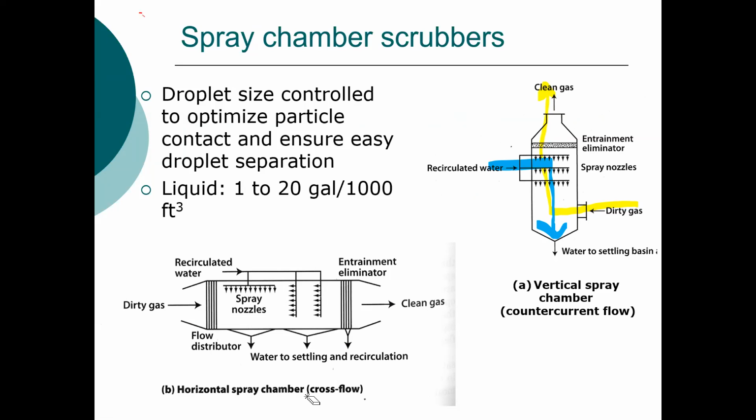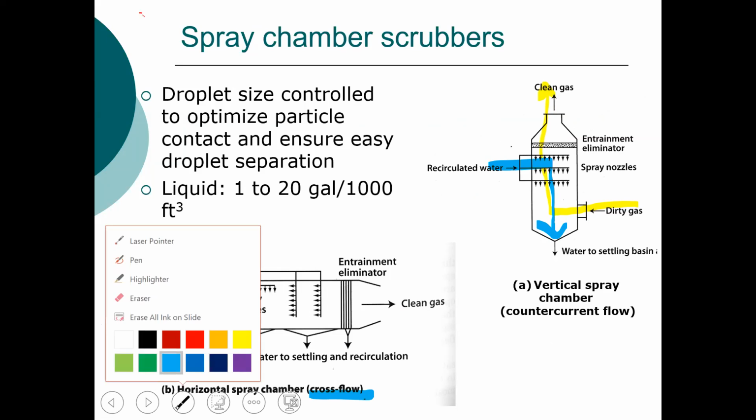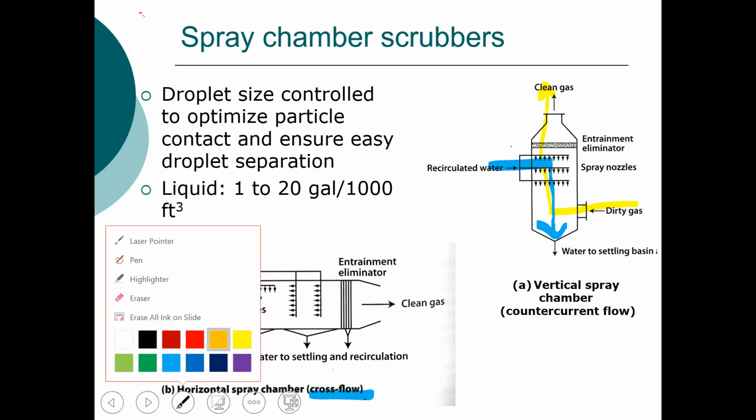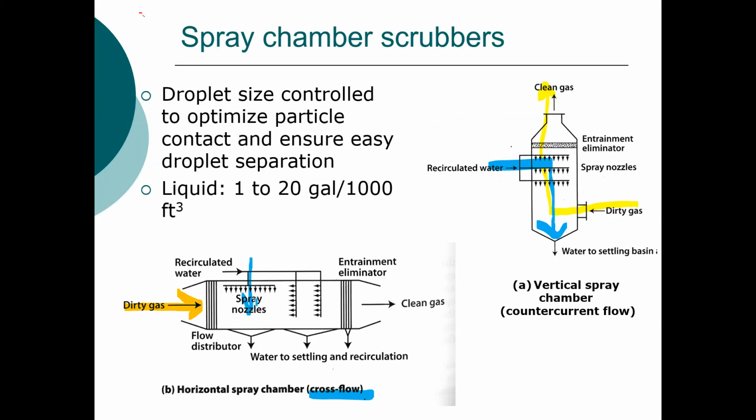And then here we have a cross flow unit. So now you can see the air flows in this direction. The water flow is in this direction. So your gas flow is perpendicular to your water flow. In both cases, what you're trying to do is achieve good contact between the gas and the liquid phase.